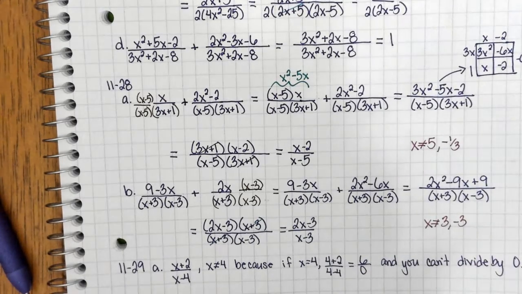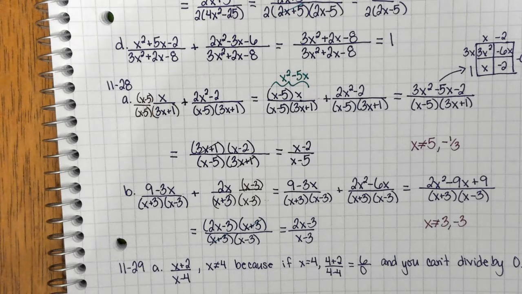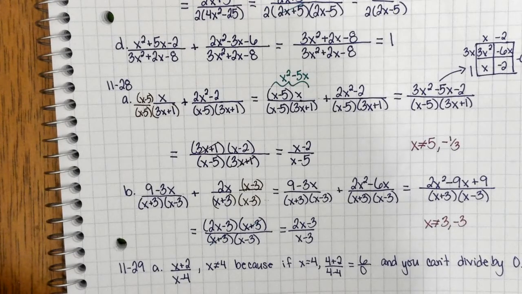There is a part C. It says create an expression that has excluded values of negative 6 and 1/3. That's up to you. If you want to kind of try to challenge yourself, see if you can come up with one of those. There are infinitely many answers there. So, but that is it on adding and subtracting rational expressions.